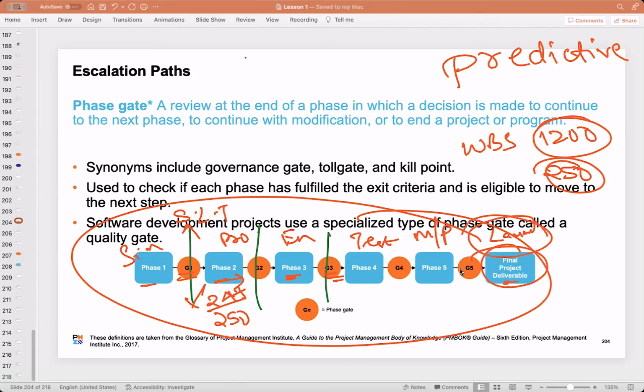Any questions, please ask. It is also called as governance gate, tool gate and kill point. Yes, sorry. Go ahead, Prabhu. Vishal, one question: this methodology is used in a predictive kind of a project. So the planning of all the phases will be done at the start of the project or at the start of every phase? Good question.